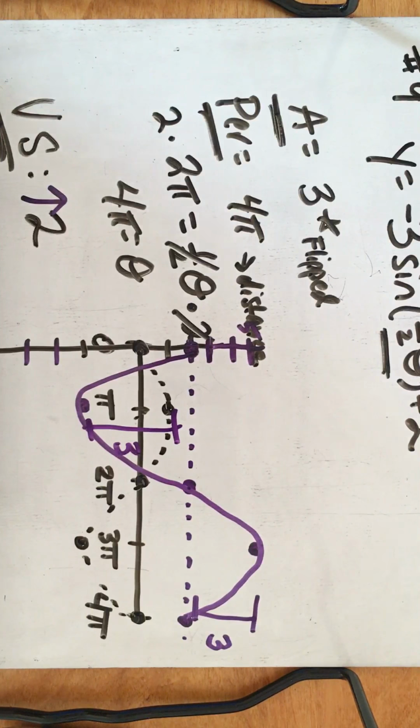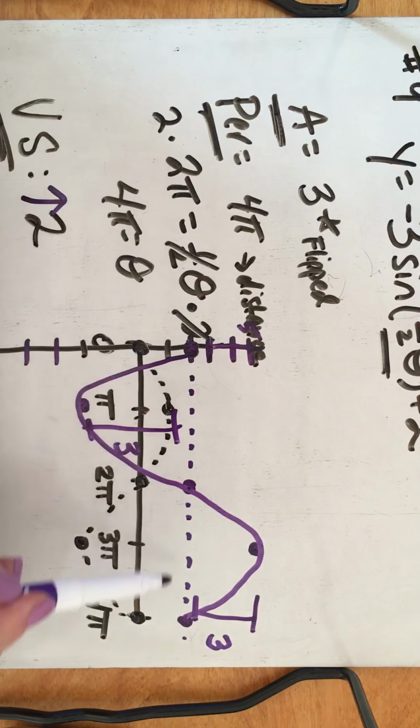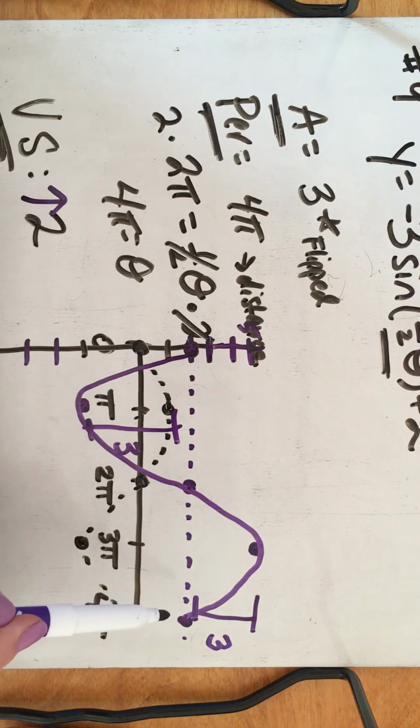So that's where that amplitude comes from. It's the distance between the top and the middle, or the bottom and the middle. And then it's been shifted up 2, so now the middle of it is at +2. So hopefully that helps with the period change, amplitude, and vertical shift all together.